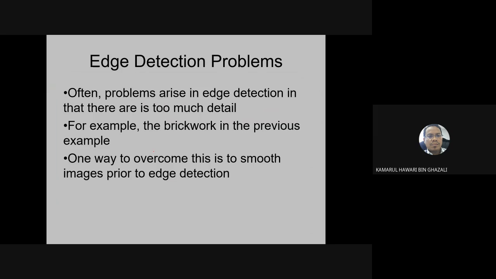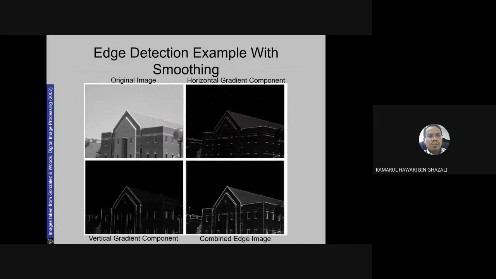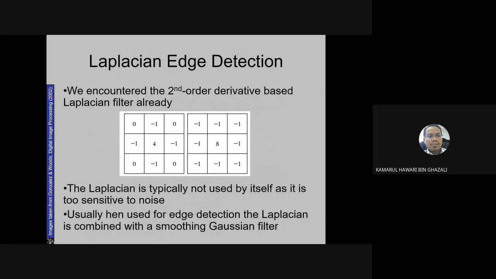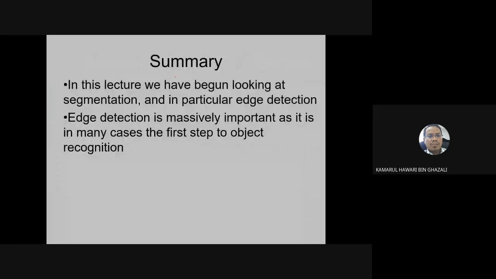A problem often arises in edge detection in that there is too much detail, for example brickwork in the previous example. One way to overcome this is to smooth the images prior to edge detection. We do the smoothing. This is more detail on edge detection using the Gaussian option.